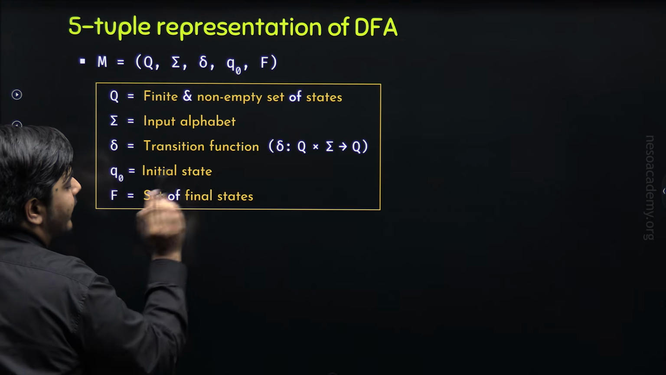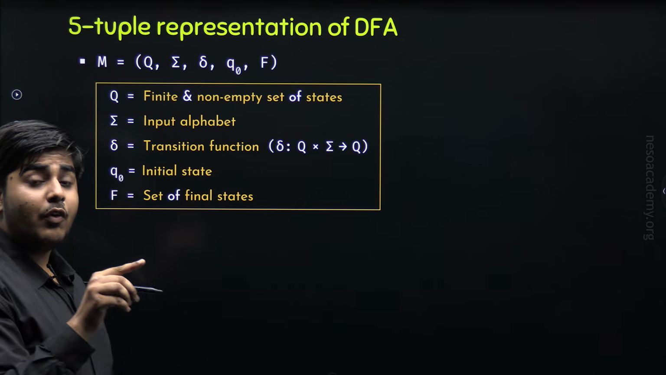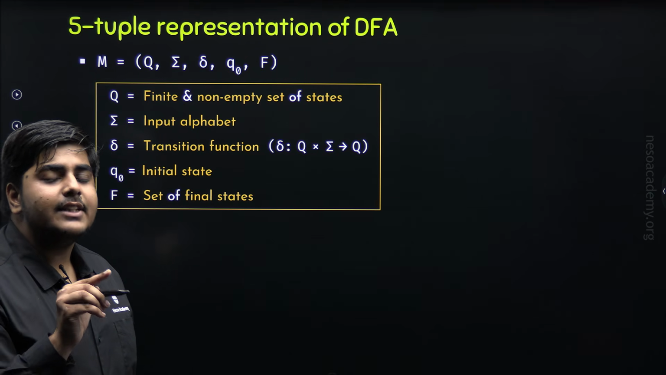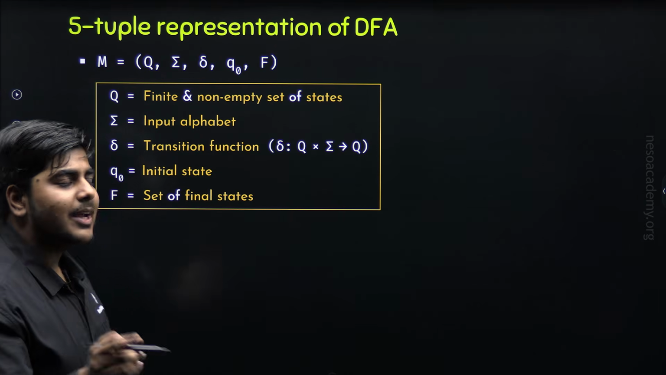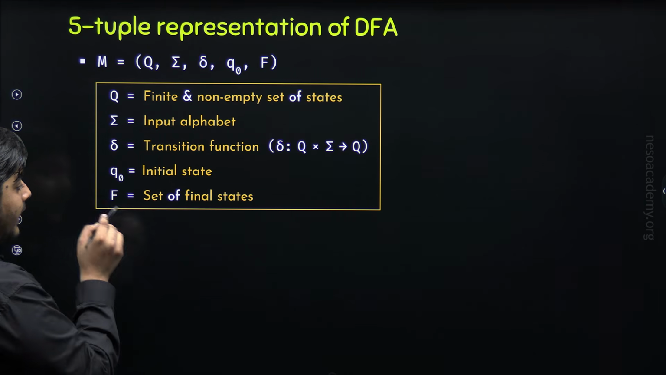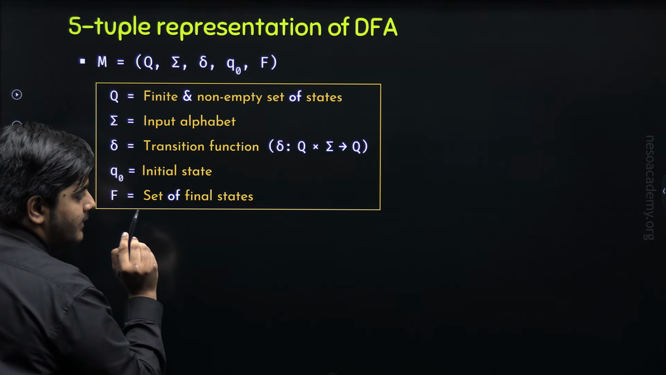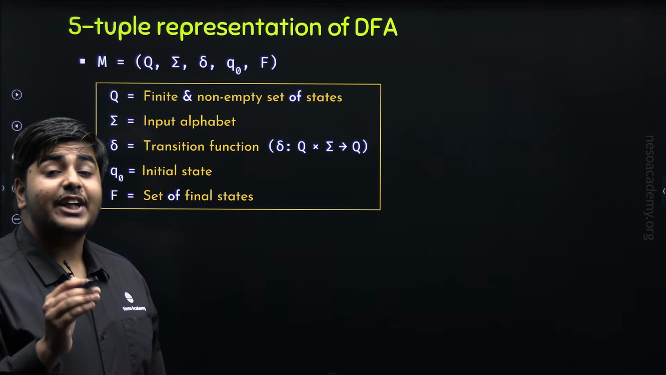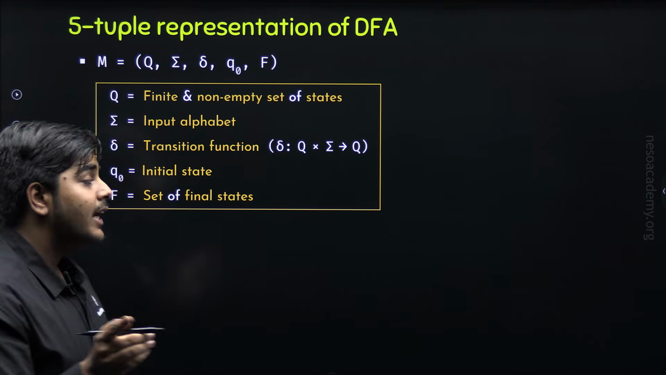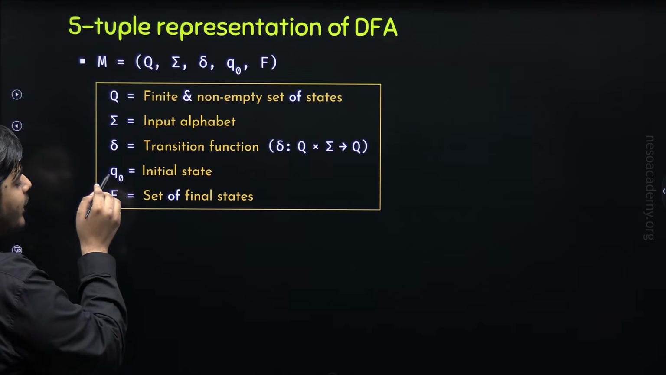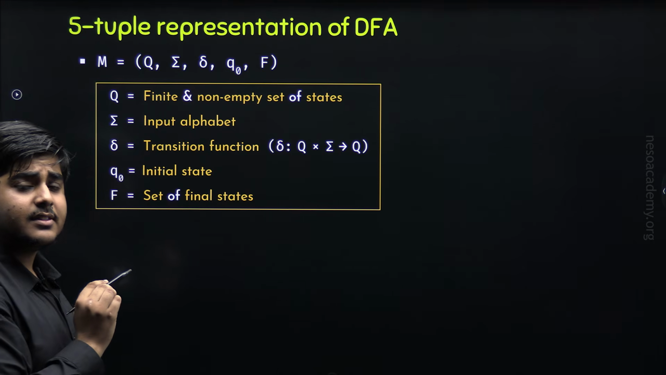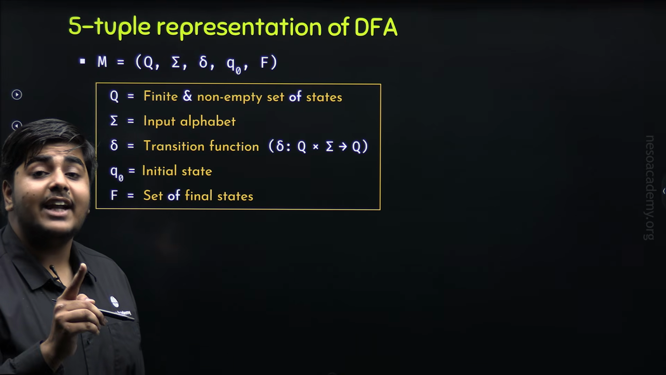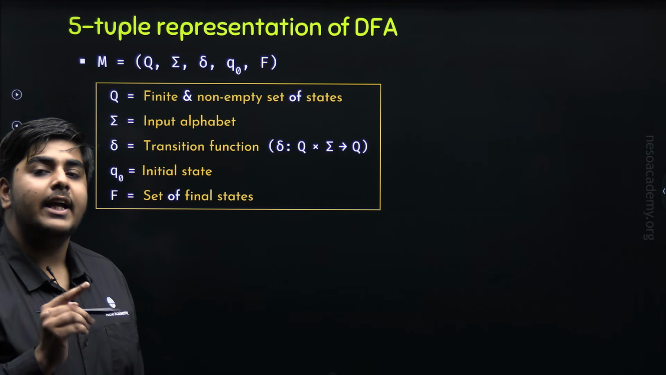Q0 is the initial state of the DFA. The state from which the processing of an input string starts in a DFA is called the initial state, which is represented by Q0. F is the set of final states. In a DFA, there can be more than one final state, so the set of all the final states of the DFA is called F. Then why is Q0 not a set of initial states? Because in a DFA, there is exactly one initial state. There cannot be more than one initial state in a DFA.